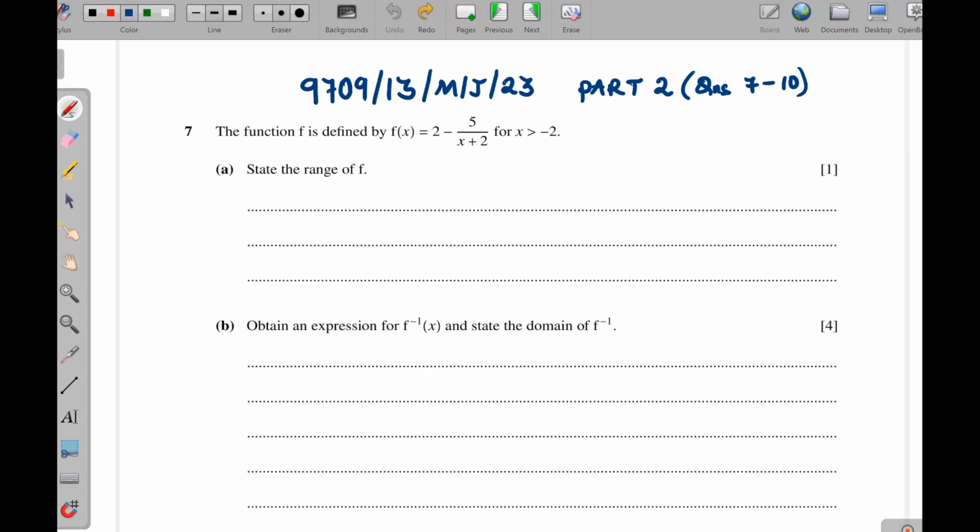Part 2, this is for questions 7 to 10. Question 7 is coming from functions. The function f is defined by f of x is equal to 2 minus 5 over x plus 2 for x greater than negative 2.